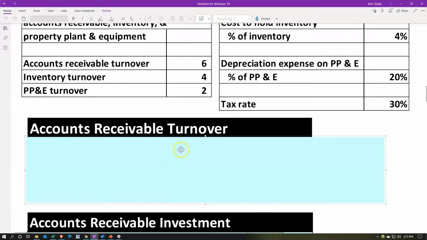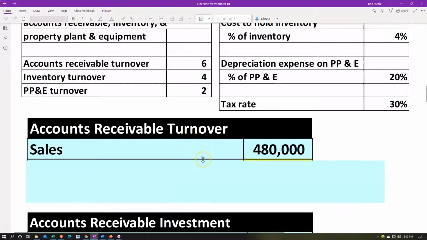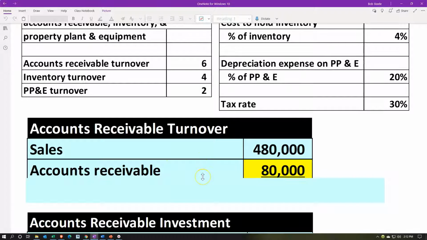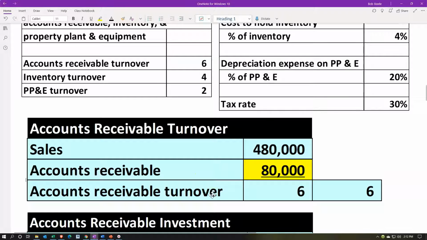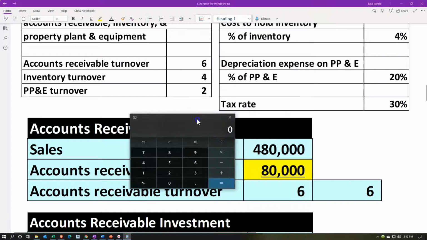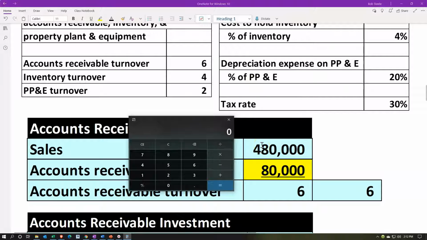So what is the accounts receivable turnover formula? It would be the sales, 480,000, divided by the accounts receivable, which is the unknown. That's why it's yellow, even though there's a number there. And that would give us the accounts receivable turnover, which is known. So the unknown would be the 80,000 in our scenario here. We're just putting in the formula on something that we know instead of trying to reformat it or memorize something different. If I write this out algebraically, it would be 480,000 divided by 80,000 equals 6.